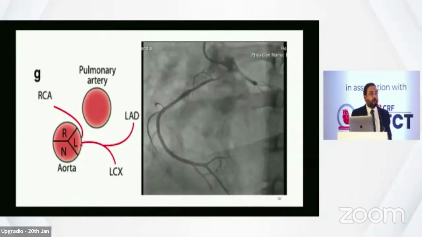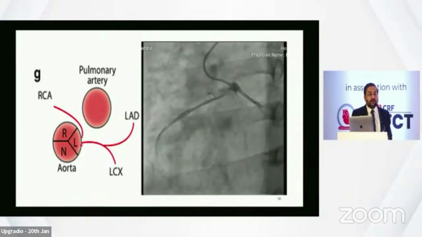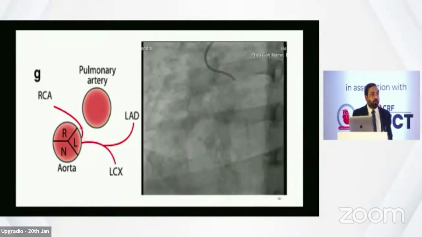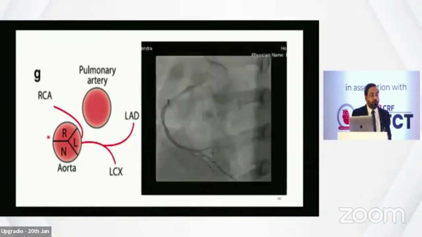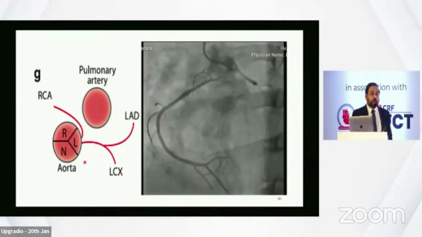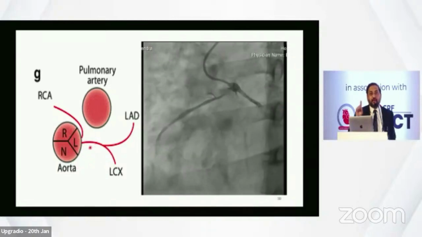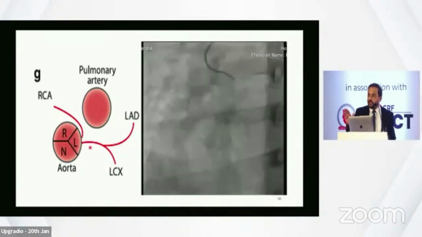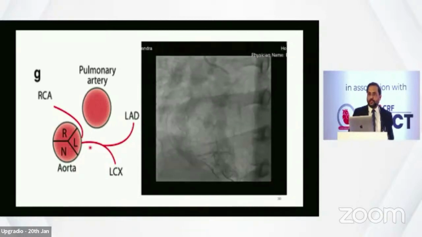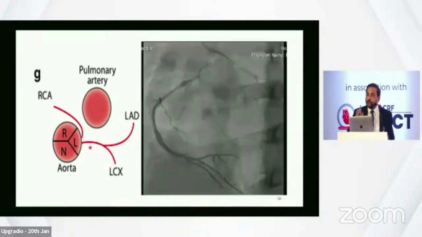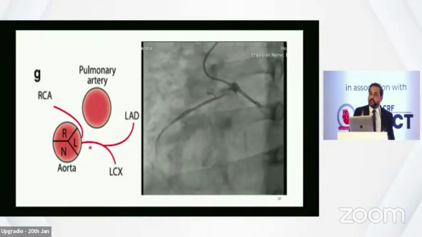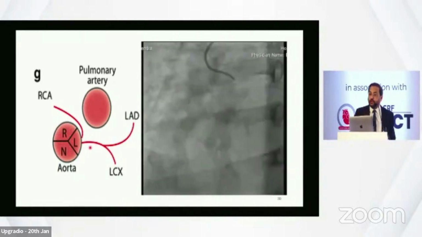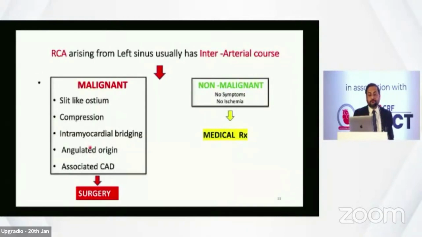The RCA originating from the left sinus will have to cross between pulmonary artery and aorta to come to the right AV groove. Because if it takes any other course, it will have to cross the left main. And as you realize, major epicardial arteries cannot cross each other embryologically. So again, as with circumflex, RCA, even when it is anomalous, is a very disciplined artery. It will only have one course.